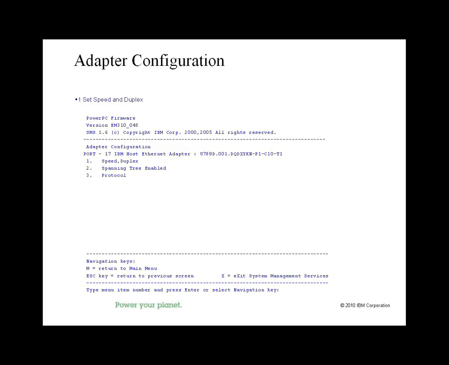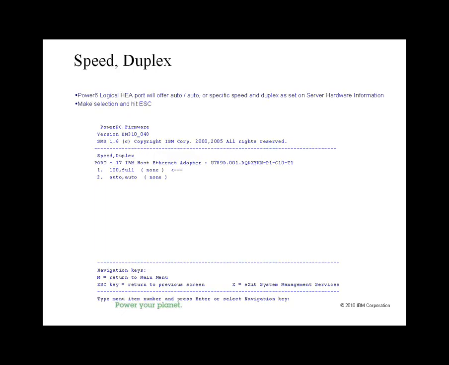But we'll go in there. We can set speed and duplex if need be. Now, this being an IVE logical port, I did have a choice in there. So I went number 1 there. And at the time, my network was still 100 full. So we could choose either auto or 100 full on this particular port. Made the selection for 100 full, and then we escaped.